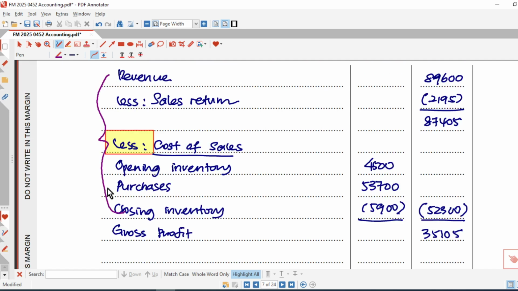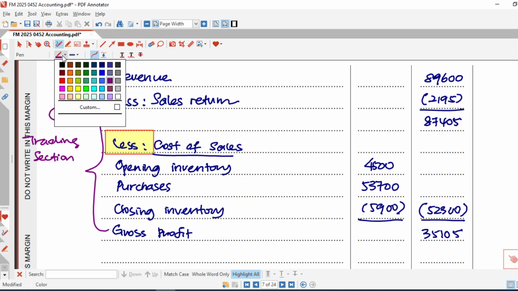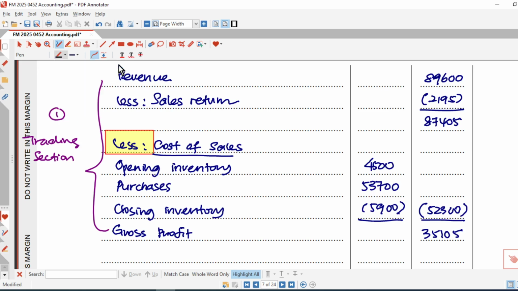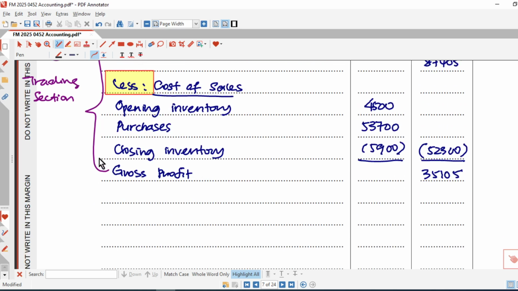So we call this the trading section of the income statement. This is where we compute gross profit by using revenue less cost of sales to get gross profit. So that is part 1 of the income statement. Now I'm going to continue with part 2, where I will bring in other income and expenses.